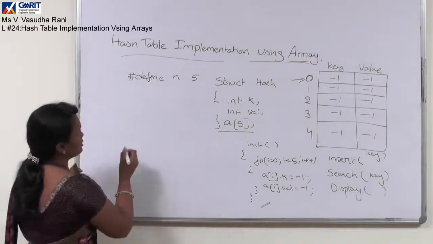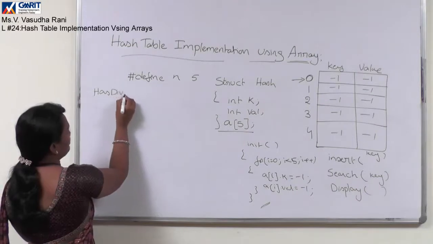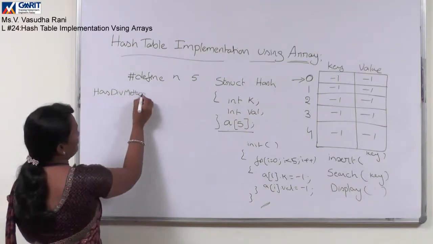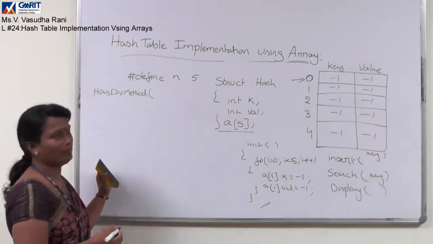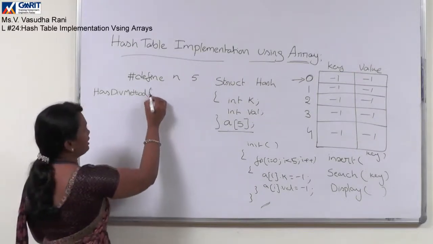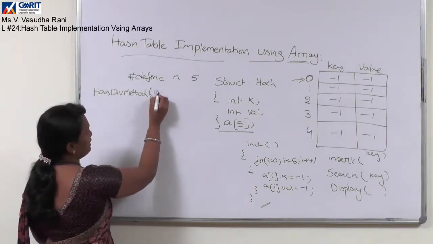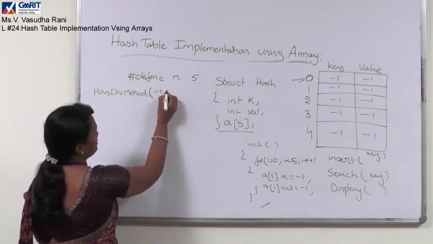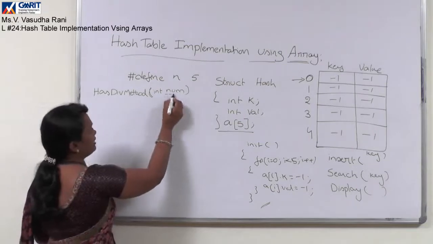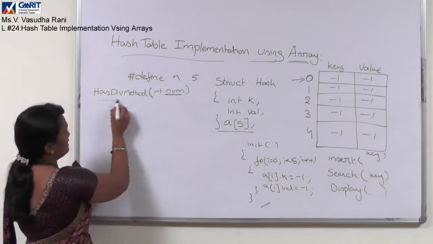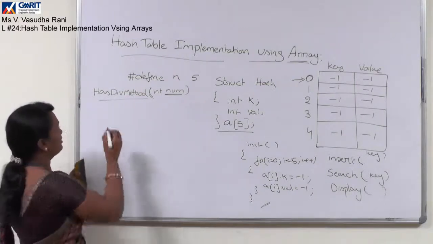Now for the hash function, the hash division method, we are considering the modulo arithmetic method only. So what the modulo arithmetic method does is it takes a key, a number, and for this number, the hash division method calculates and returns us the index.